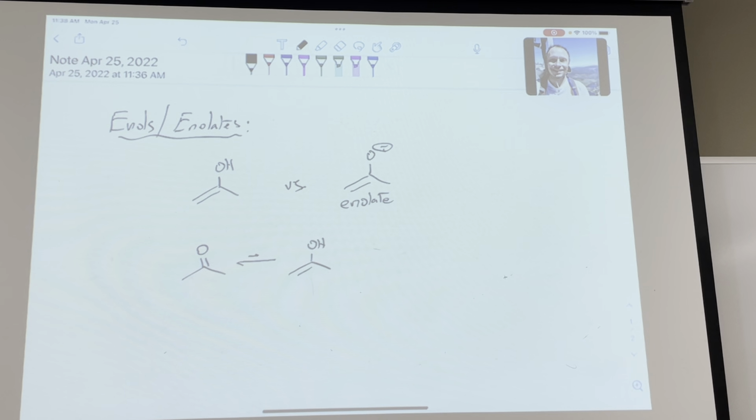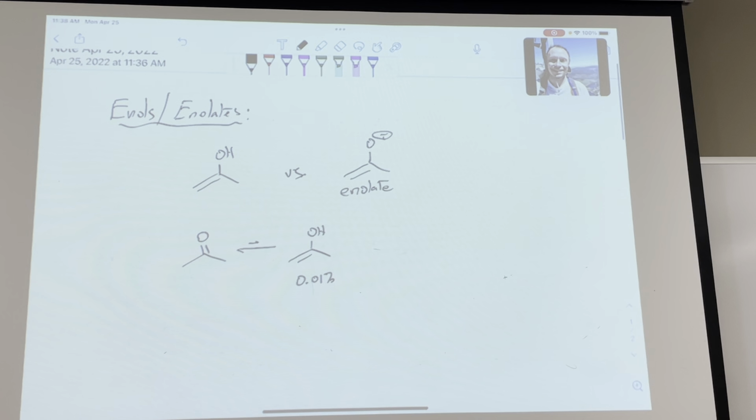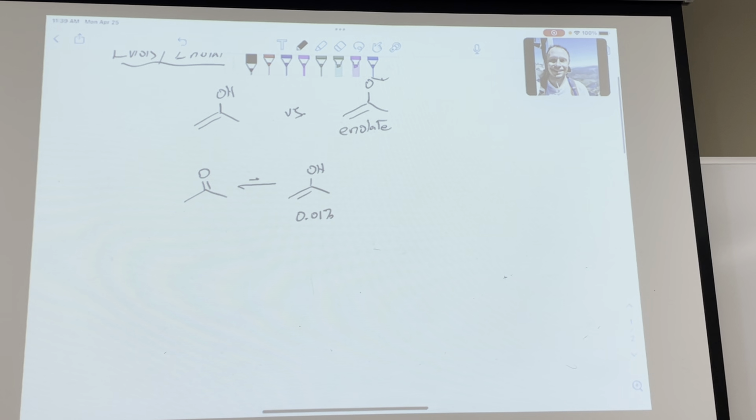You've probably heard of that before. But the enolic form of this is present in a very, very small amount. So probably around 0.01% of all of the molecules in a sample of a ketone are going to be present in this enolic form. And so if you're thinking about trying to do a reaction that relies on this enolic form, well, you're going to have to do something to get a little bit more than 0.01% of your molecules in a reactive state.